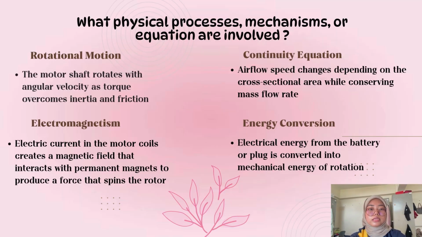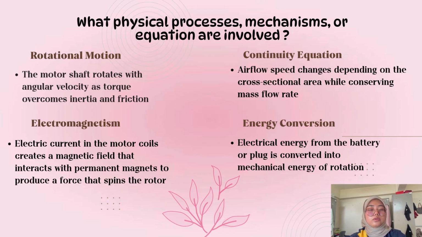What physical process, mechanism, or equation are involved? The first one is rotational motion. The motor shaft rotates with angular velocity as torque overcomes inertia and friction. The second one is electromagnetism. Electric current in the motor coils creates a magnetic field that interacts with the permanent magnet to produce a force that spins the rotor.